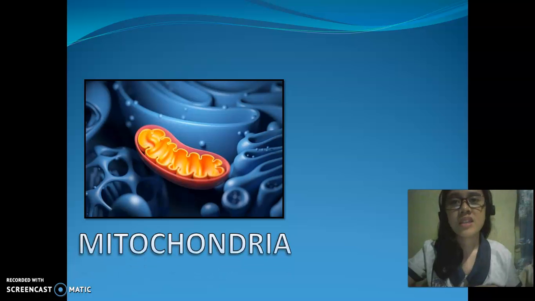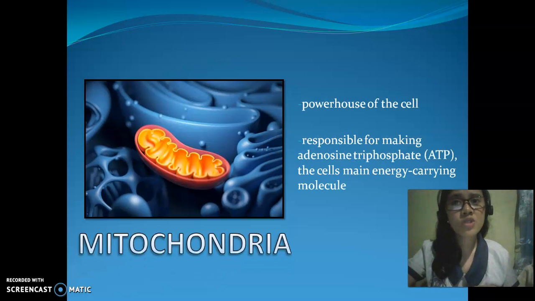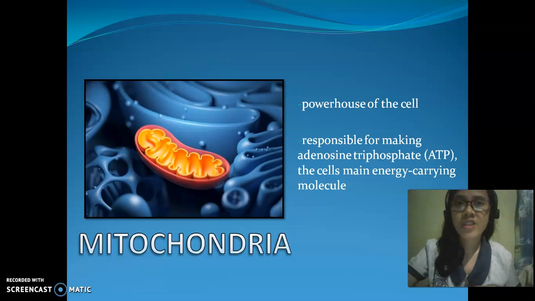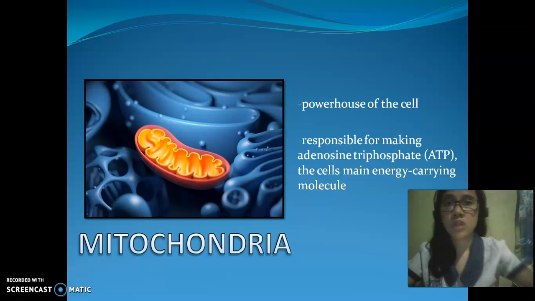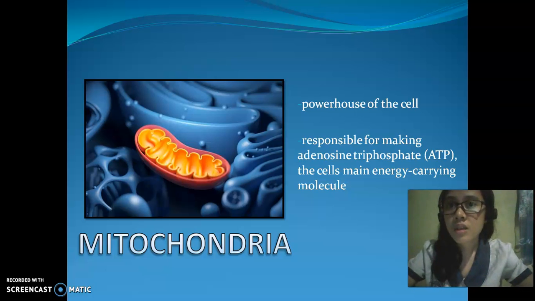Mitochondria. It is known as the powerhouse of the cell. They are responsible for making adenosine triphosphate, or ATP, the cell's main energy-carrying molecule. ATP represents the short-term stored energy of the cell. Mitochondria are oval-shaped, double-membrane organelles that have their own ribosomes and DNA.